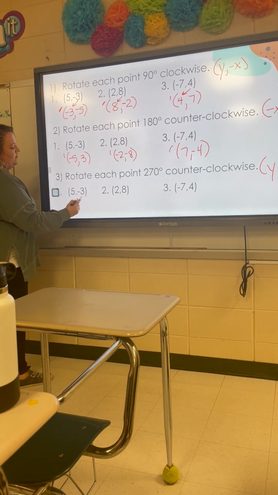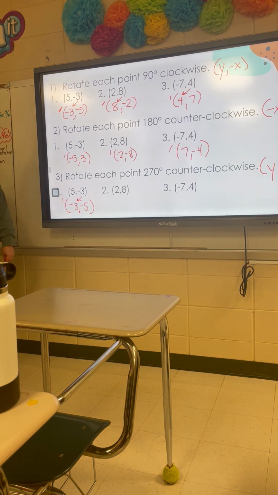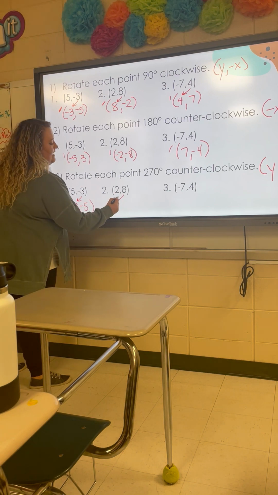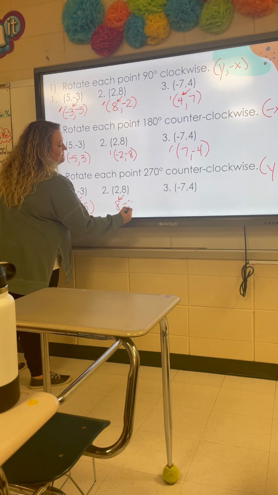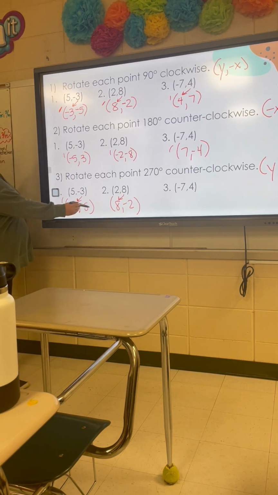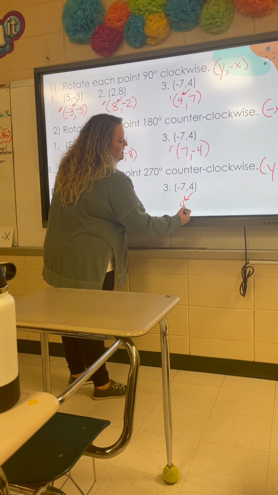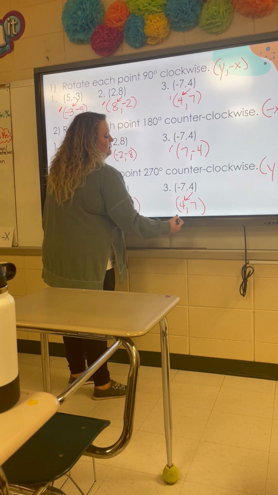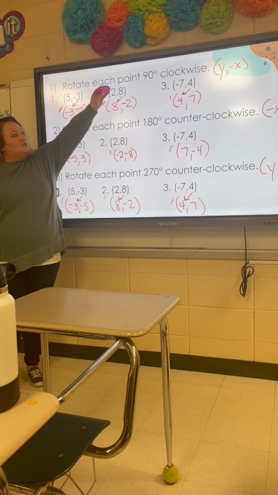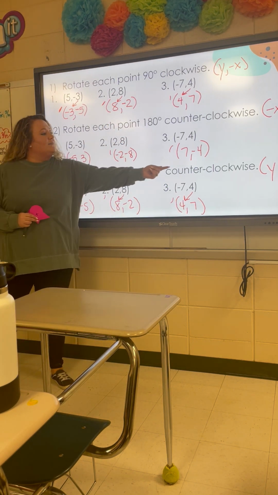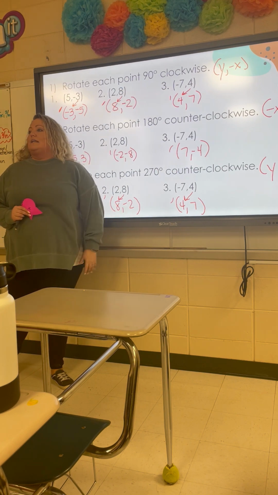So this comes first, negative 3, comma, negative 5, because the x value changes to its opposite. 8 will come first, 8, negative 2, the 2 changed to negative. And then the last one again, the 4 comes first, and the 7 becomes positive. So it's the same answers that we got up here, because 270 counter is the same as 90 clockwise.